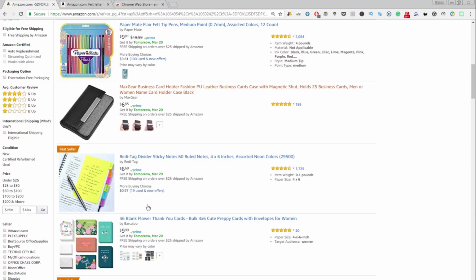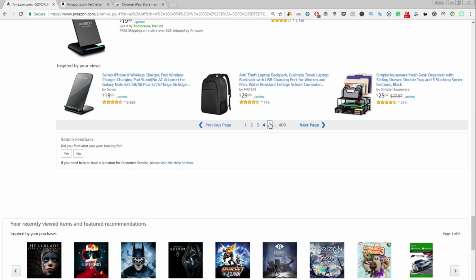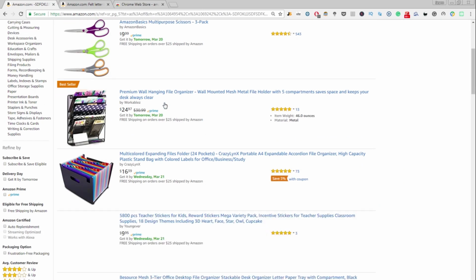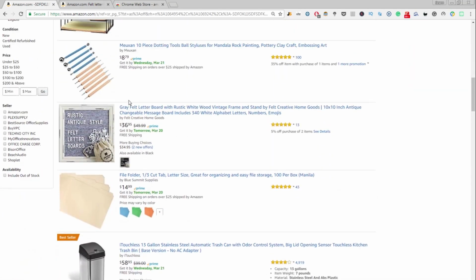Page 4. It might be page 5. We'll find out. Yeah, it was page 5. So, it was this product, but it was not that exact one. It was this listing right here.